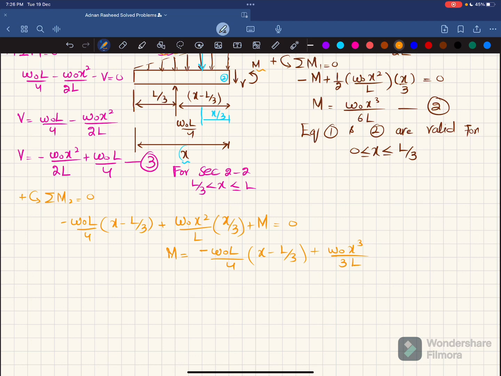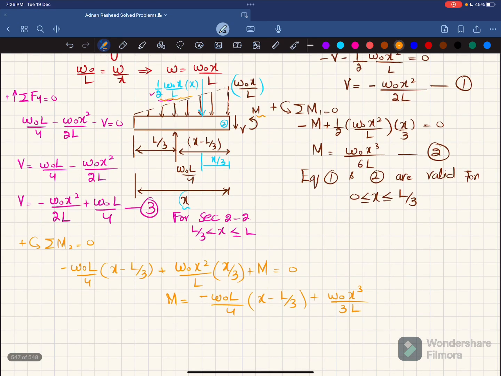Okay, just wait a minute. This is W naught X square over 2L. So this will become equal to 6L. Okay, now it's okay. This will be positive and this will become negative. Okay, so this is your equation number 4.